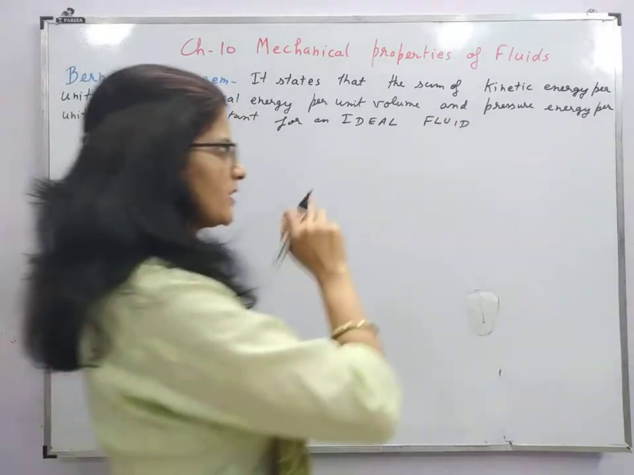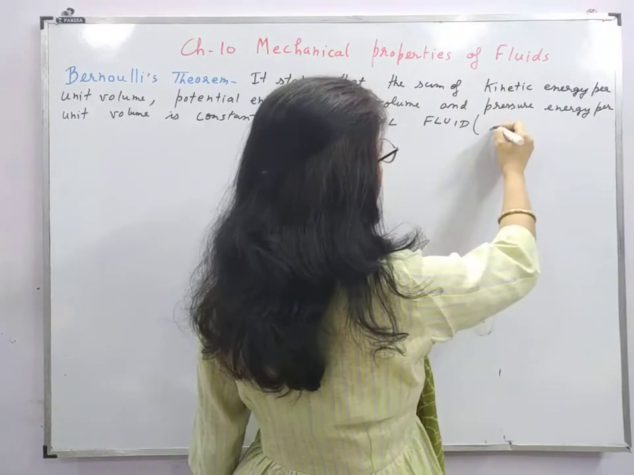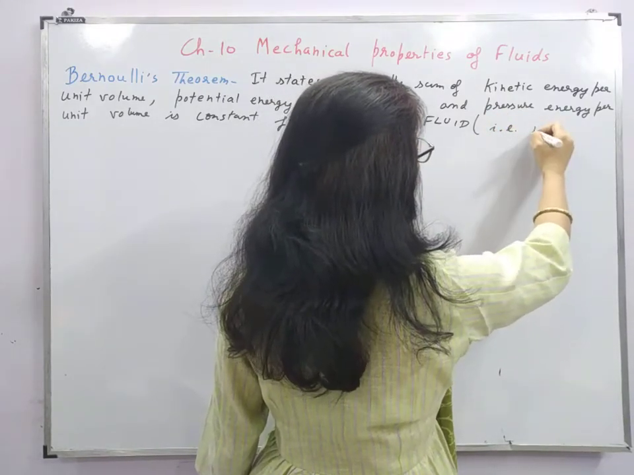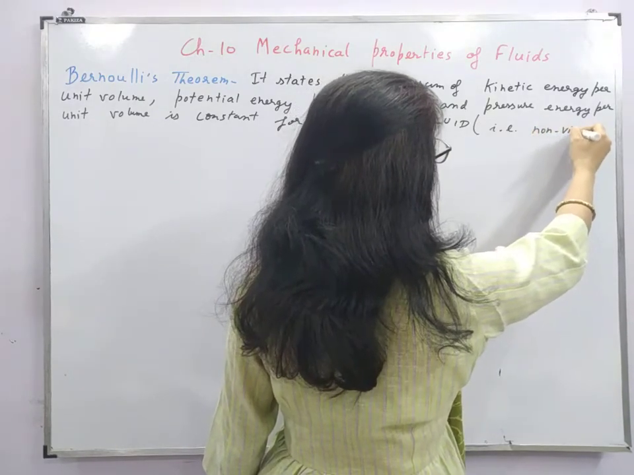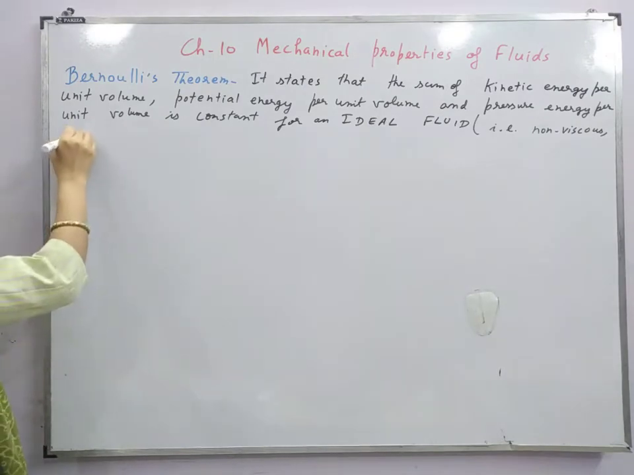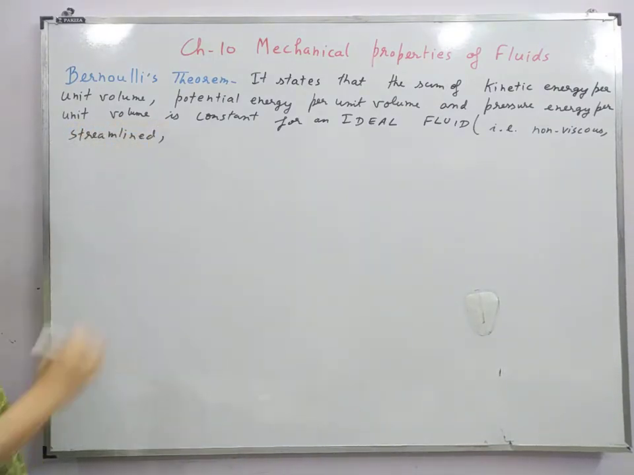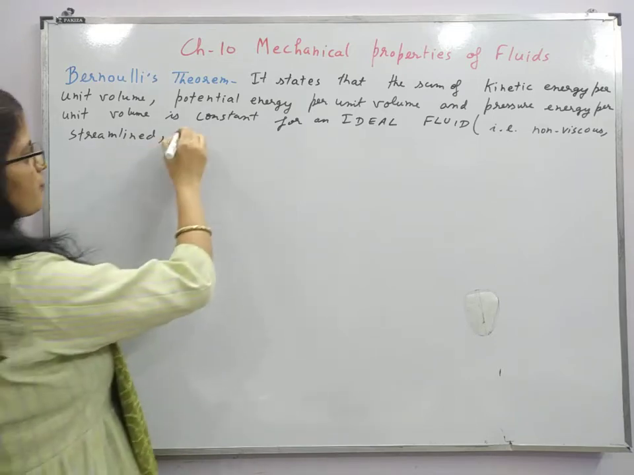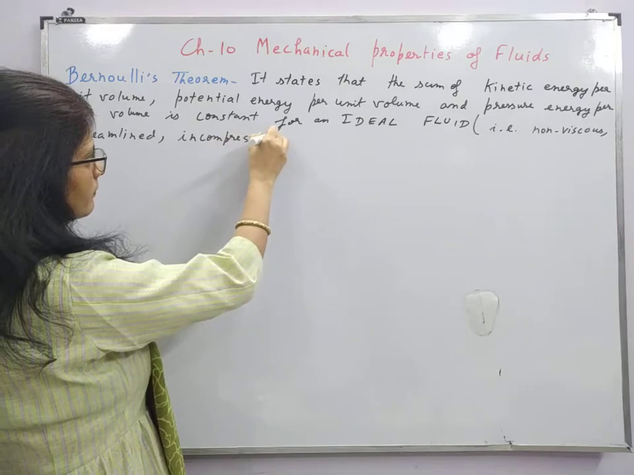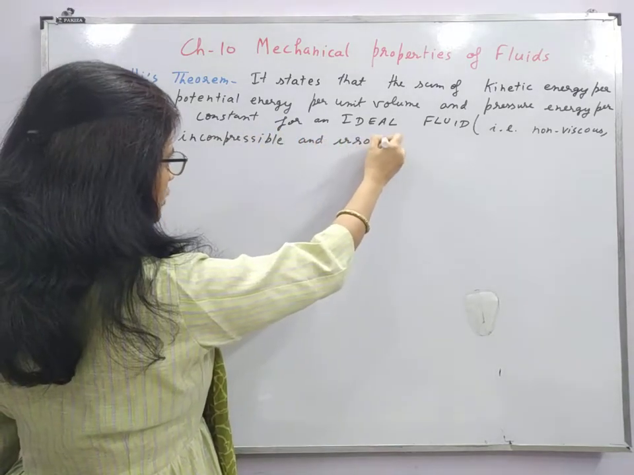Ideal fluid means, I am writing all the four characteristics in short: non-viscous, streamlined, incompressible, and irrotational.